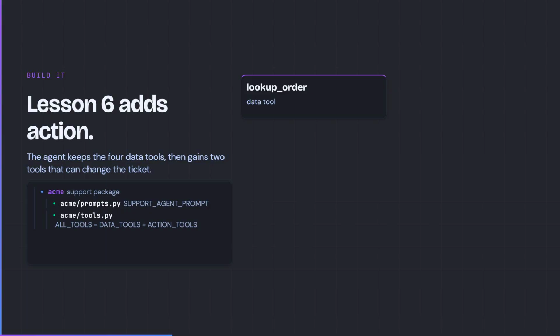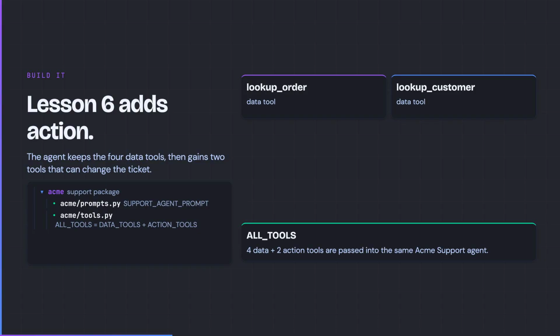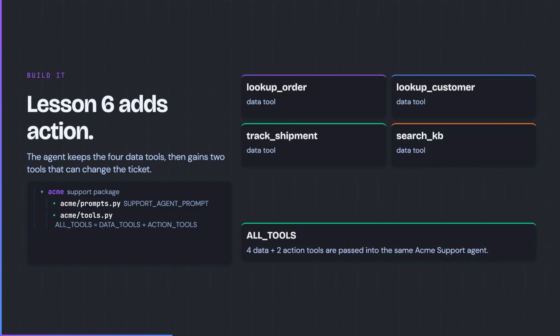Lookup_order stays first because refunds require order facts. Without the order, the agent has no amount, status, or purchase timing. Lookup_customer keeps the support answer tied to a customer profile. It is still a data tool, not an action. Track_shipment handles delivery questions. It lets the same support agent explain shipment status without inventing tracking details. Search_KB gives policy and how-to articles. The refund routine uses it before deciding whether the request fits policy.